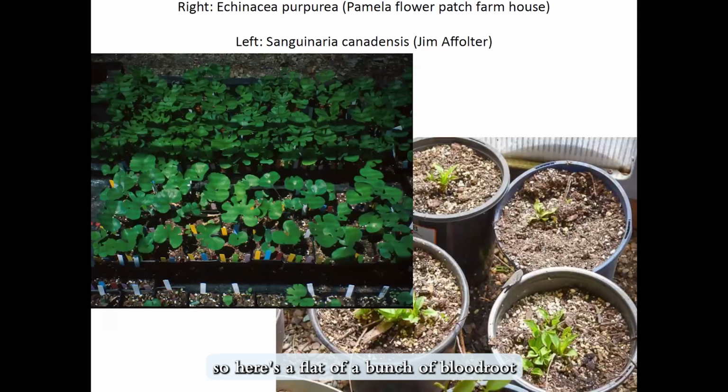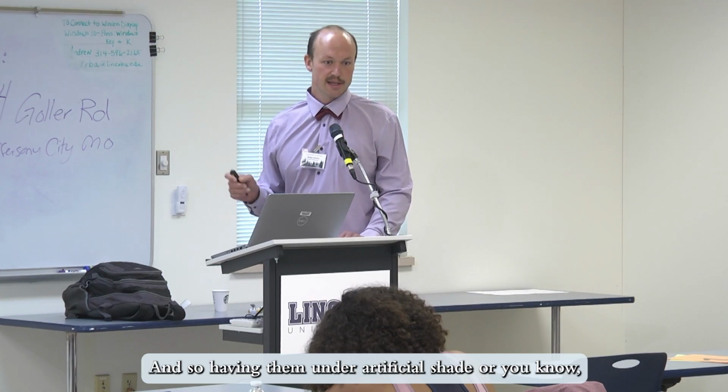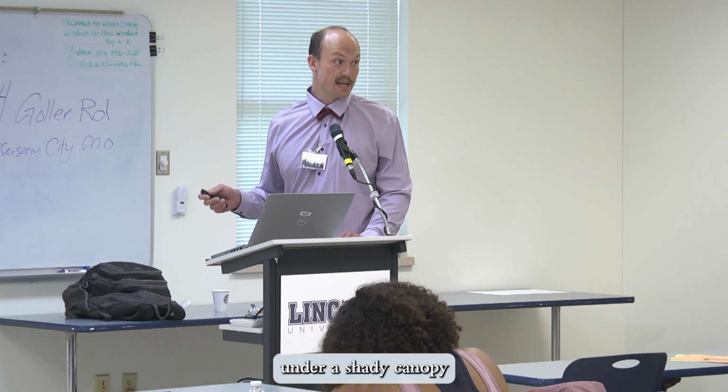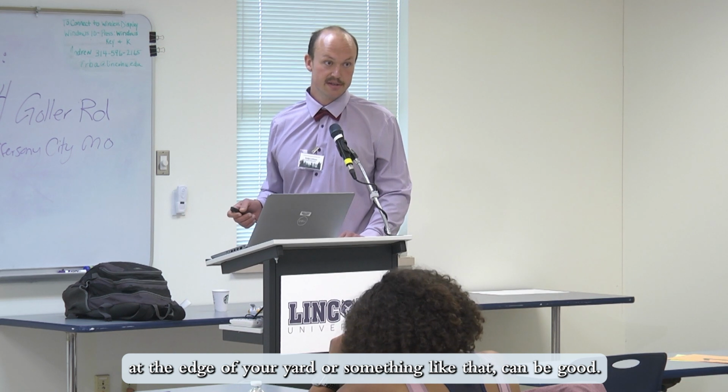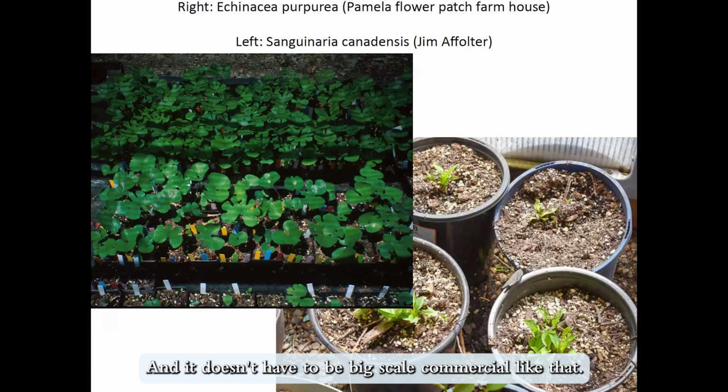So here's a flat of a bunch of bloodroot starts under shade cloth. Some of these could take full sun, but oftentimes seedlings or new plants are a little bit more fragile, and so having them under artificial shade or under a shady canopy at the edge of your yard or something like that can be good. And it doesn't have to be big scale commercial like that. Just for starting test plots, you could divide up some rhizomes and do it on a much more home scale just for starters.